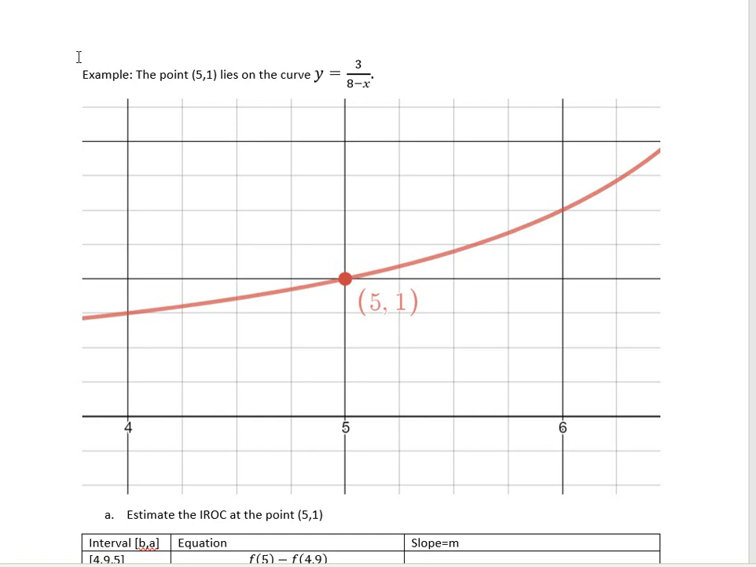All right. So the point (5, 1) lies on the curve y equals 3 over 8 minus x. So if we plug in 5 for our x value, we're going to get 3 divided by 8 minus 5, which will give us 1. So that's where that 1 comes from.